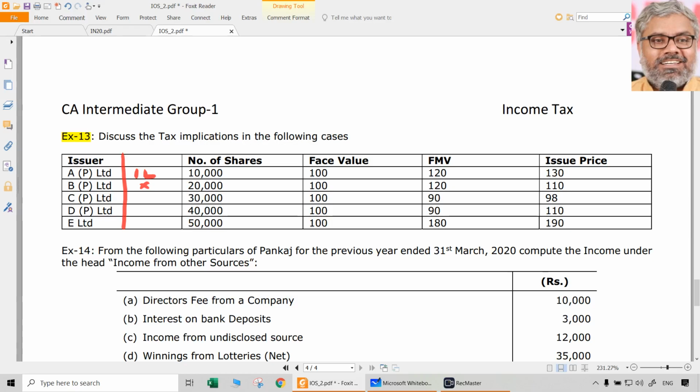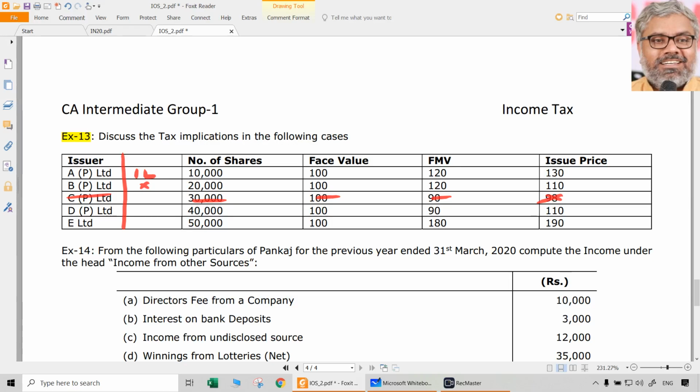C Private Limited, 30,000 shares, face value 100, fair market value 90, issue price is 98. See, first of all, this possibility itself is not there. This was the old scenario. Why? Because earlier the shares were possible to be issued at discount. Now in Companies Act 2013 that has been changed. Shares cannot be issued at discount at all.